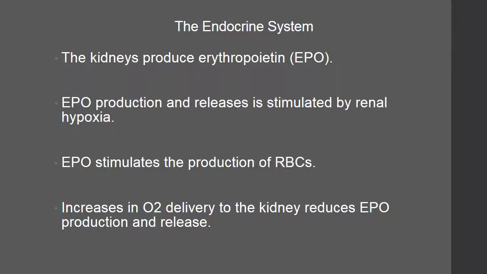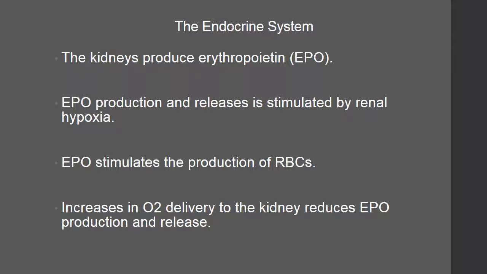The kidneys themselves function not only in the renal system next week, but also as a part of the endocrine system. And they produce one really important hormone called erythropoietin, EPO. The production and release of EPO is stimulated by renal hypoxia. When the kidneys aren't getting enough oxygen, they produce and release EPO, and EPO circulates, goes to bone tissue, and in red marrow stimulates the production of more red blood cells, which are going to then carry more oxygen back to the kidney.